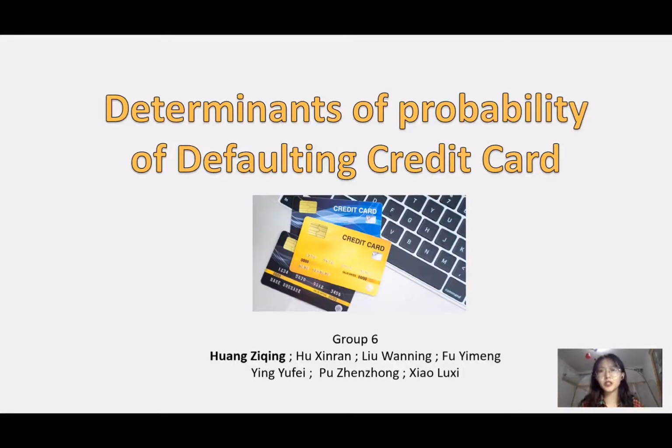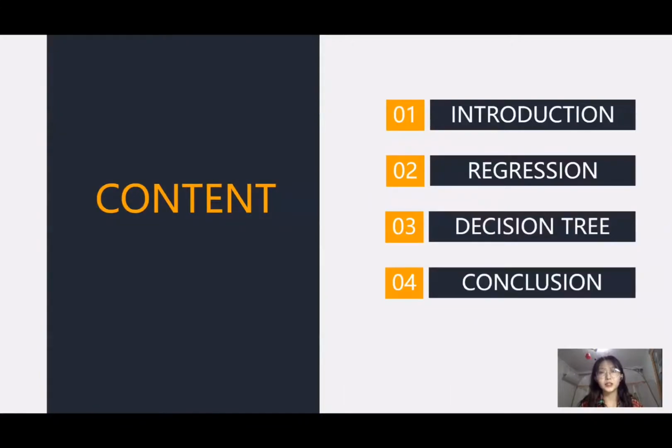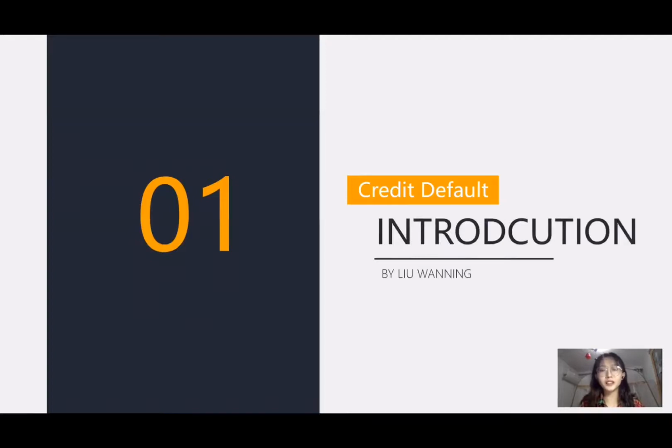Today we will talk about the topic of determinants of the probability of defaulting on a credit card. The presentation is divided into 4 parts: introduction, regression, decision tree, and conclusion. Let's look at the first part, introduction.